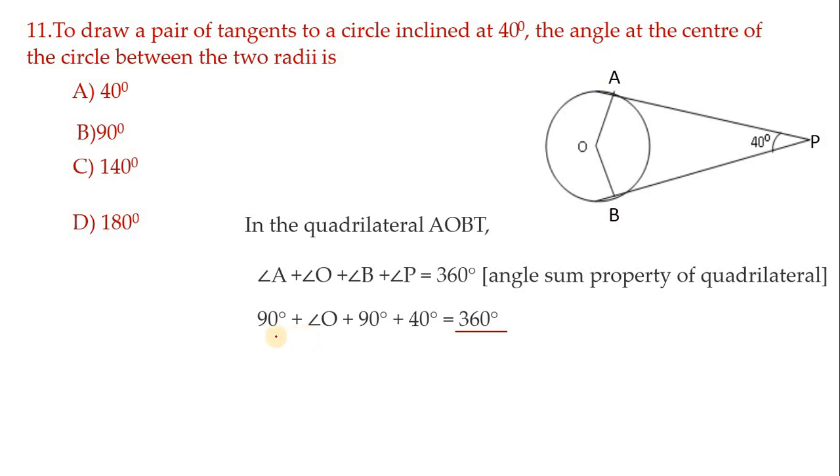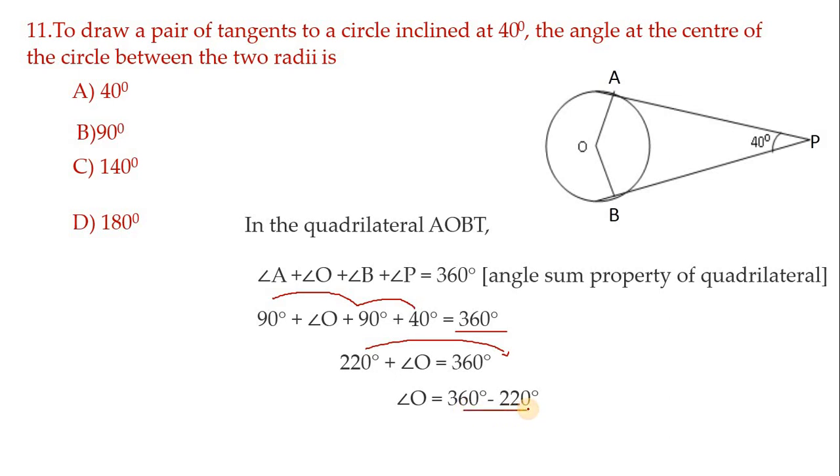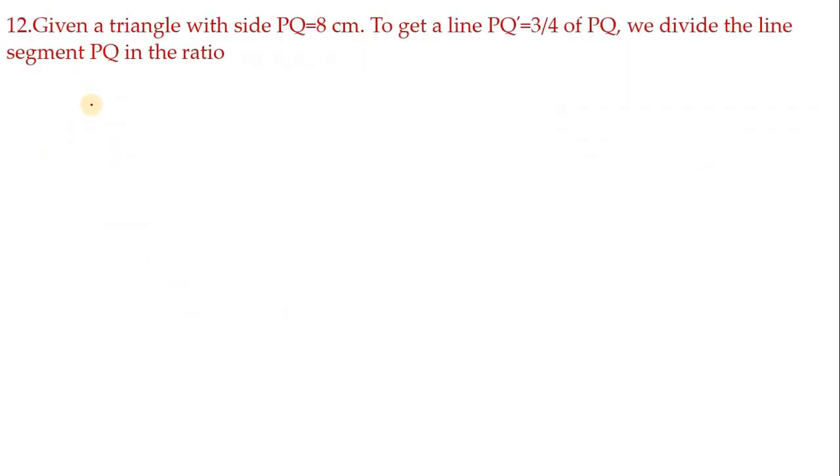Now let us find the sum of 90 plus 90 plus 40. We get 90 plus 90 is 180, 180 plus 40 is 220. Now transfer this 220 to this side, we get 360 minus 220. Now subtract these two, we get 140. Therefore the correct option is C. Move on to the next one.